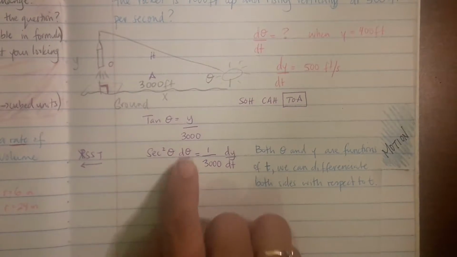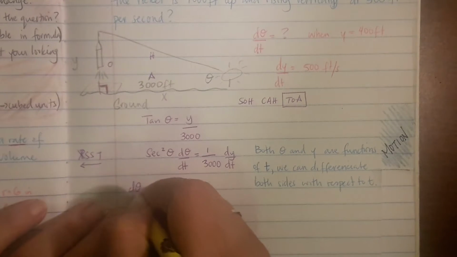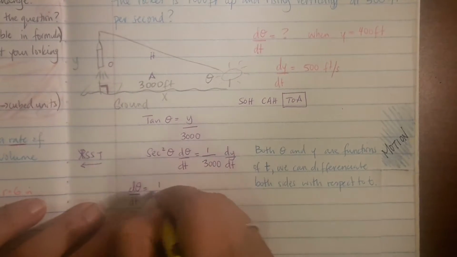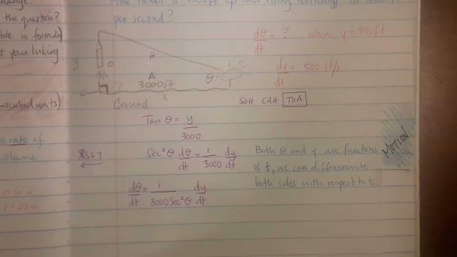Remember, I'm only trying to get d theta dt, so I'm going to make that the subject. So by dividing by secant squared on that side, it's going to be 3,000 secant squared on the bottom, dy dt.